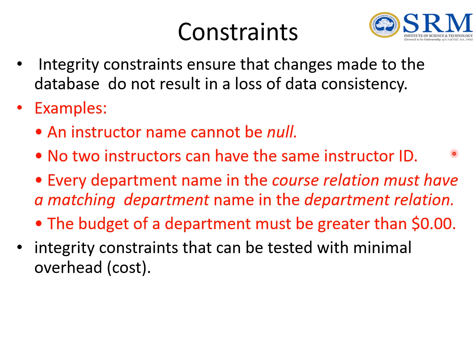Integrity constraints ensure that changes made to the database do not result in loss of data consistency. Example: an instructor name cannot be null. No two instructors can have the same instructor ID. Every department name in the course relation must have a matching department name in the department relation, and so on.